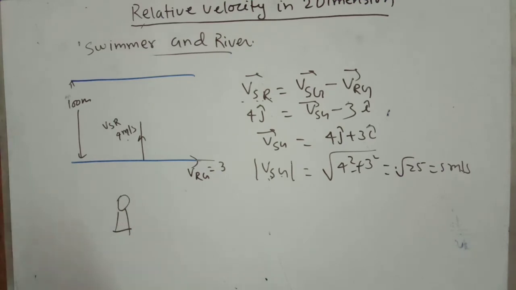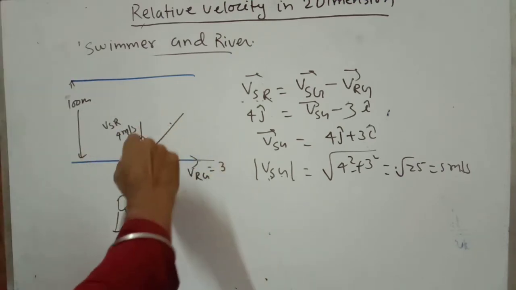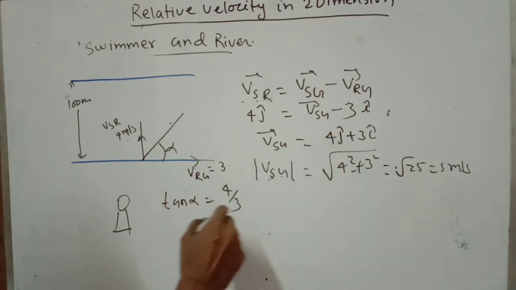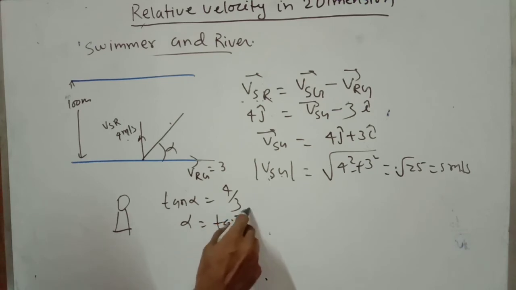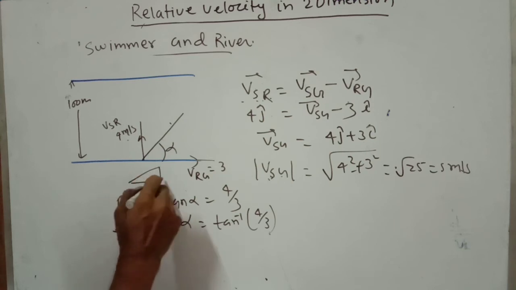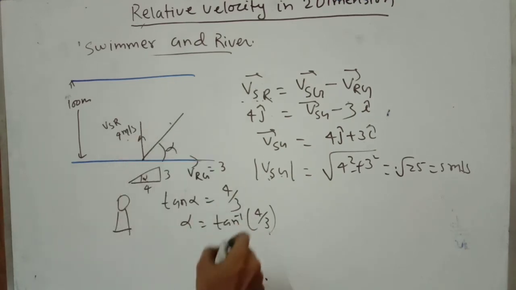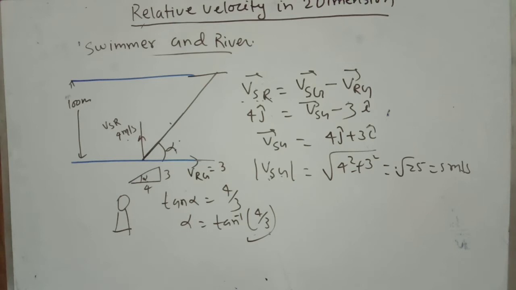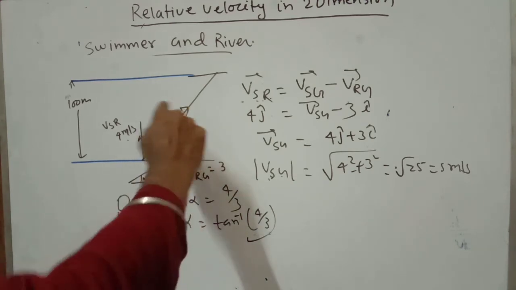Which direction is he going? We will find alpha. So tan alpha you can write 4 by 3, so alpha equals tan inverse 4 by 3. We already know this side is 4, this side is 3, so alpha equals tan inverse 4 by 3, which is about 37 degrees. This is the angle at which he will flow, so he will flow in this direction.